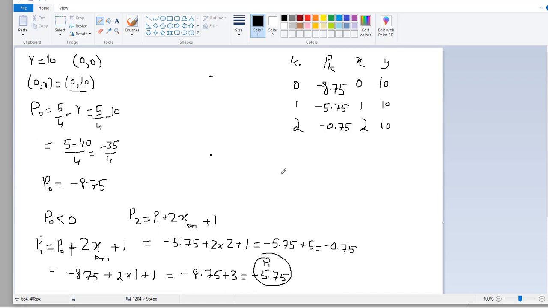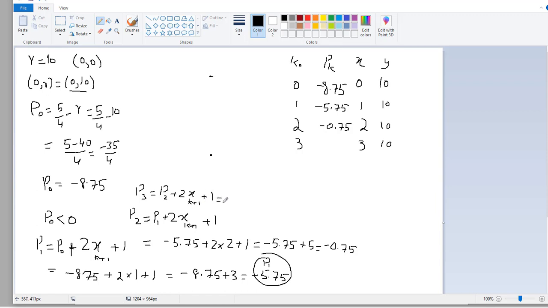It's less than 0, so we will do the same thing. P3 will be what? Less than 0 means we will increase x, but we will not increase y. It will remain 10. Okay, and we will find P3. P3 is equal to P2 plus 2 xk plus 1 plus 1.